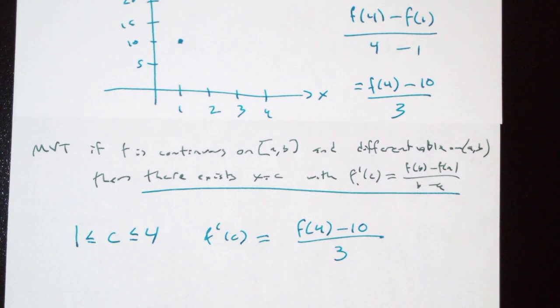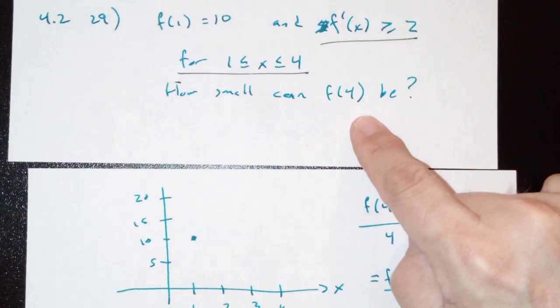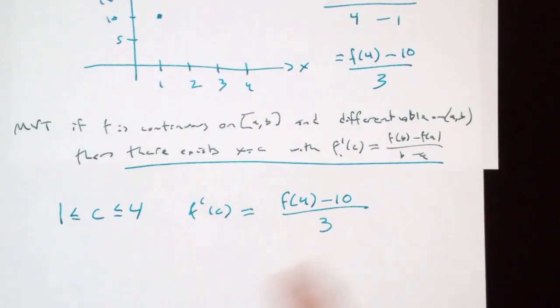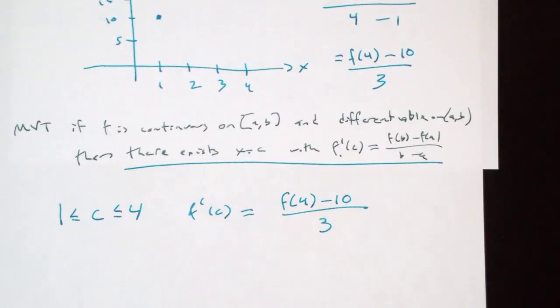Now, here's the sneaky part. We're asked about f prime of 4. I'm sorry, f of 4. So let's get f of 4 all alone. Let's rearrange.